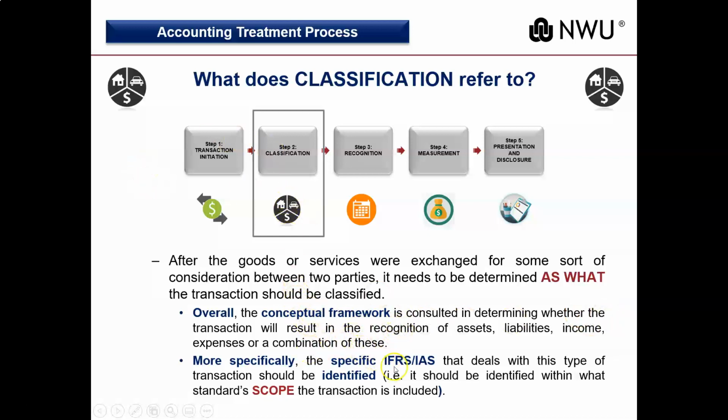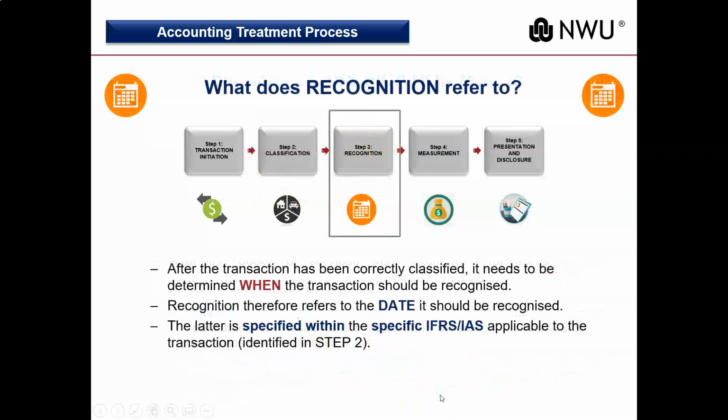So IFRS, the International Financial Reporting Standards, or IAS, the International Accounting Standards, will tell you how to identify this transaction, and how step number 3 should take place, the recognition of the transactions. After we've classified what type of transaction it was, and we have established that we may classify it and we may recognize that transaction, it's going to be recognized in our books.